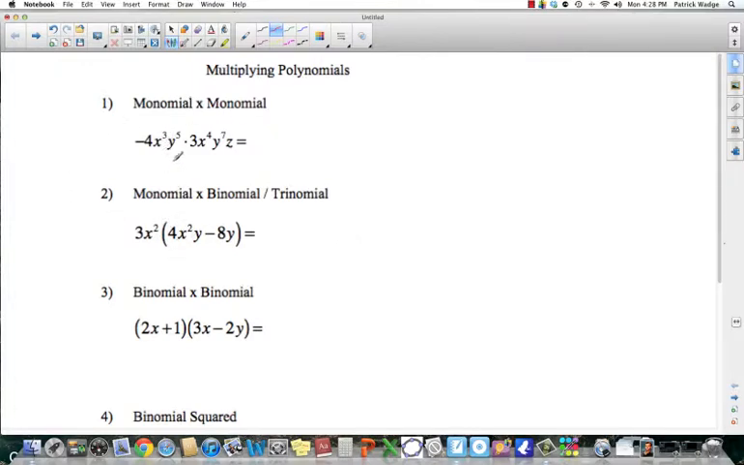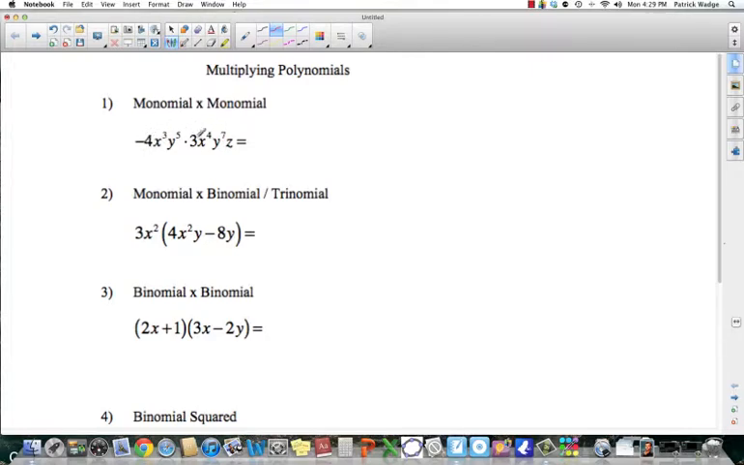So we have two monomials in the first example. The first one is right here, negative 4x cubed y to the fifth power. And the second one is 3x to the fourth power, y to the seventh power, z. Those are two monomials, and we're going to multiply them together. Basically, the rule is you're going to multiply each part individually.